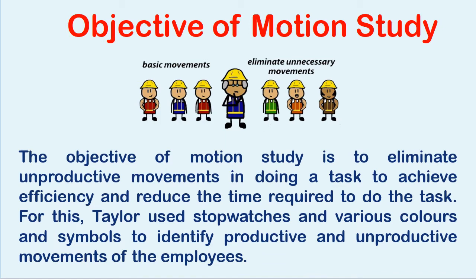He, along with one of his associates, went and studied, and then reduced the bricklaying process in his company from 18 to just 5. Initially the process required 18 steps, but because of this motion study he brought it down to 5 steps. Apart from that, Taylor invented the stopwatch and various symbols and colors to identify different motions.